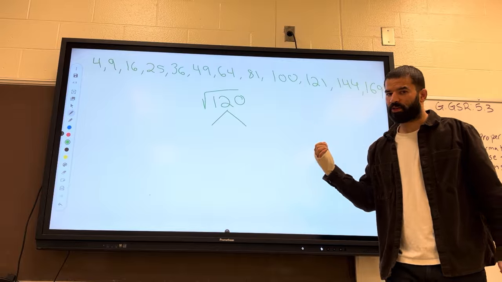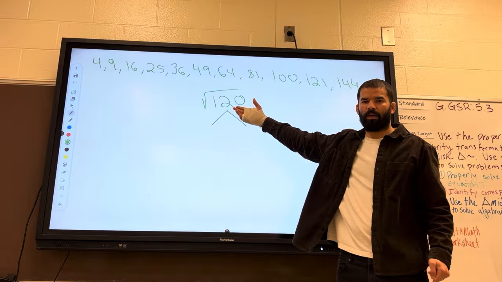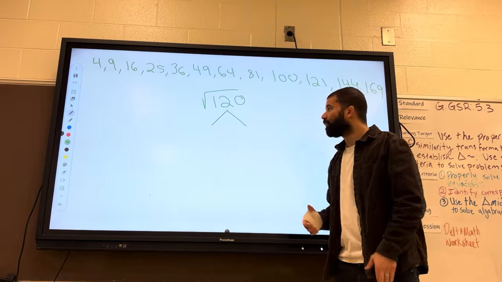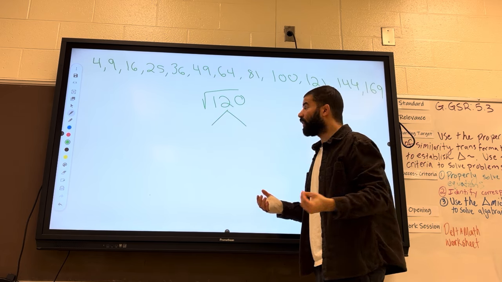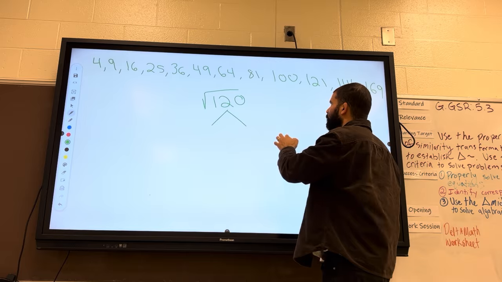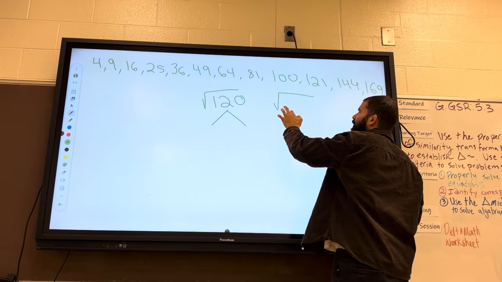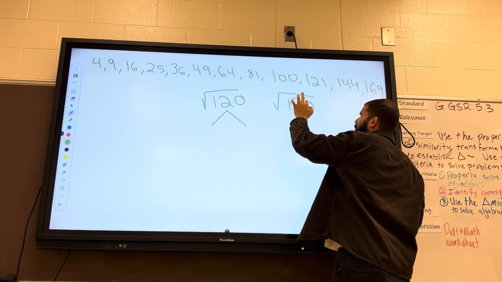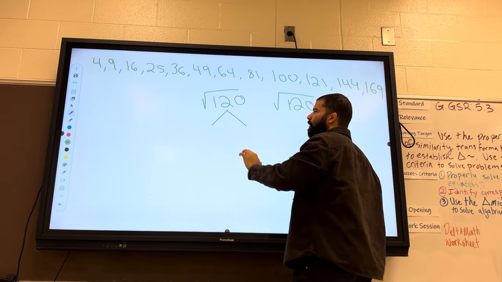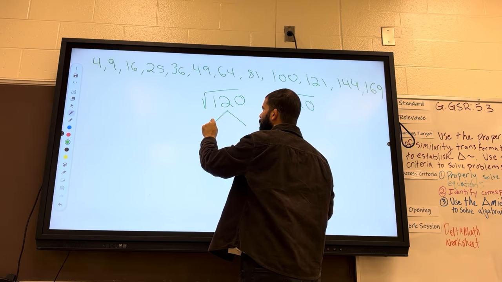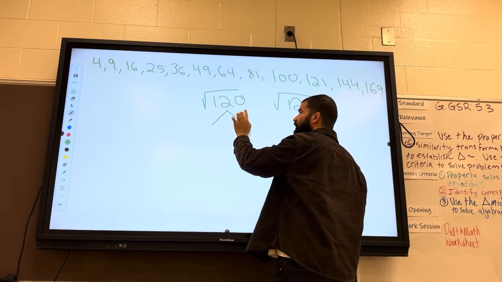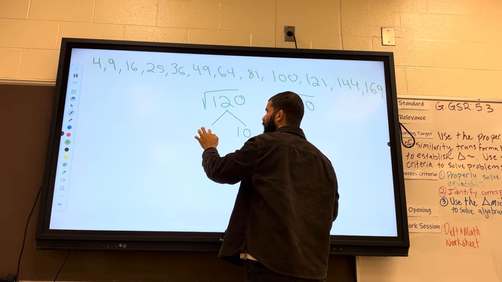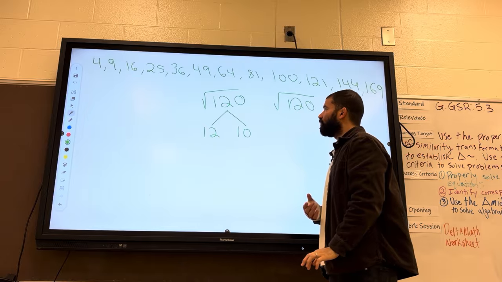Now, take a look here. We have a perfect square. We have a big number that's in the 100s. It ends in a 0. That's a good friend to us. We could use 10. Let's do it 2 ways. Okay? Now, we could use 10 because it ends in 0. 10 times 12. Boom. Okay?